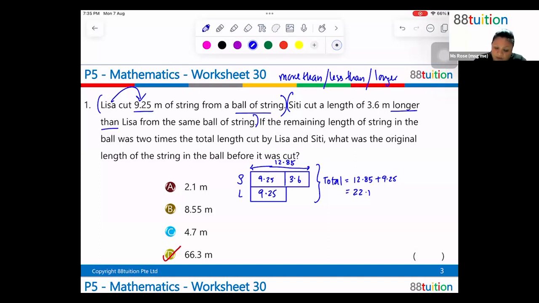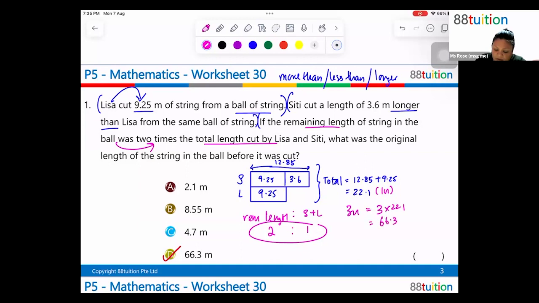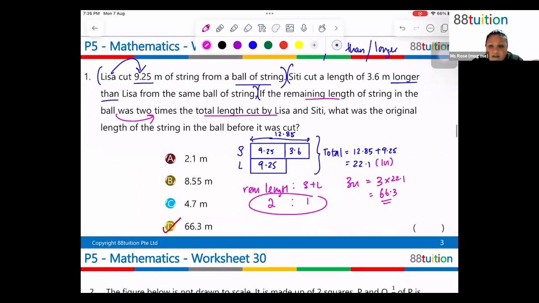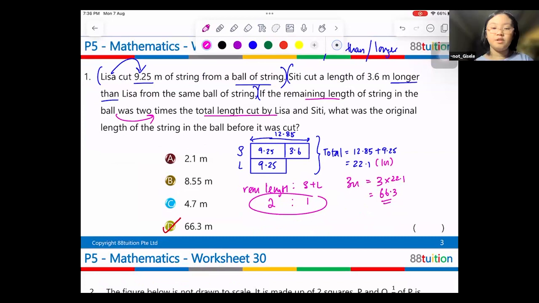Now, the question says the remaining length in the ball was 2 times the total length cut by Lisa and Siti. That means here is 1 unit. So the total is 3 units. So 3 times 22.1 gives me 66.3. The answer is D.